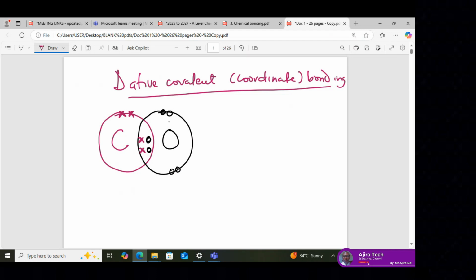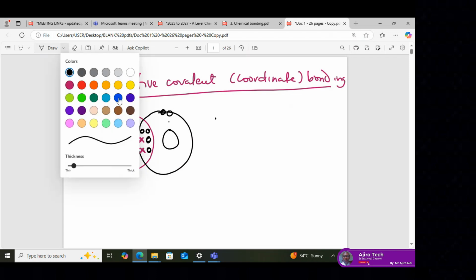Carbon is not complete. So carbon begs oxygen: you bring these 2, remove them from there, and put them between me and you. Carbon will now put the 2 here. Can you see now? They both have it now. This is the simplest dative covalent. How do we draw it? We draw it like this, so that you can understand it.